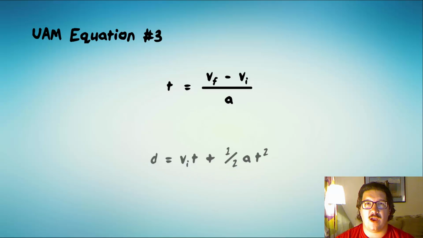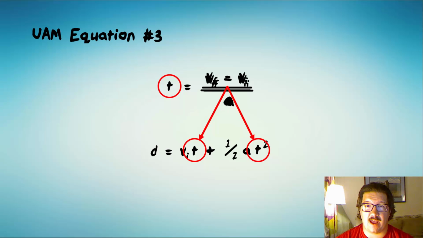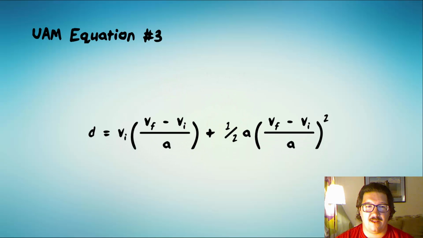And now let's look at UAM equation number 2, the one we just found. This is going to look ridiculous. It looks terrible. Just follow along. UAM equation number 2 has 2 t's in it, and now we have an equation for t. Right? We could replace any t we see with vf minus vi divided by a. And that's exactly what we're going to do. We're going to take that whole term and replace the t's with vf minus vi over a. So those are going to go in right there. And that looks like this.